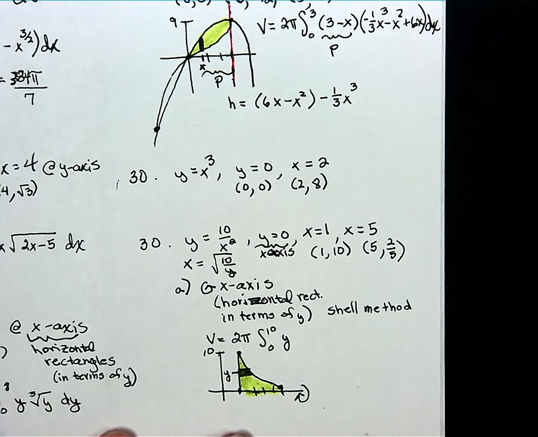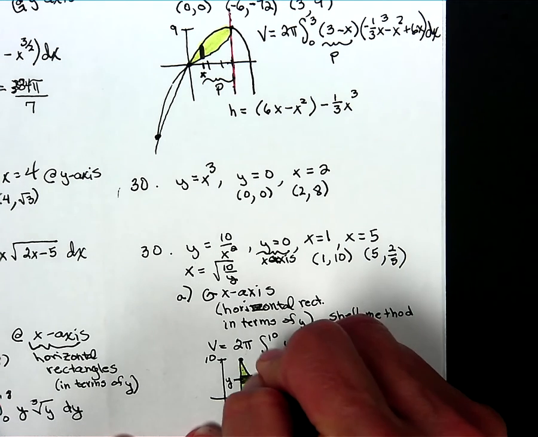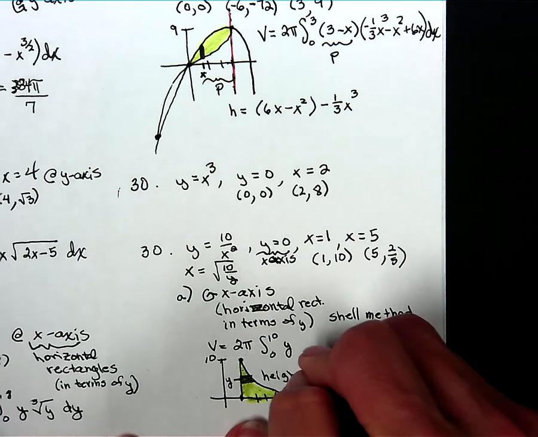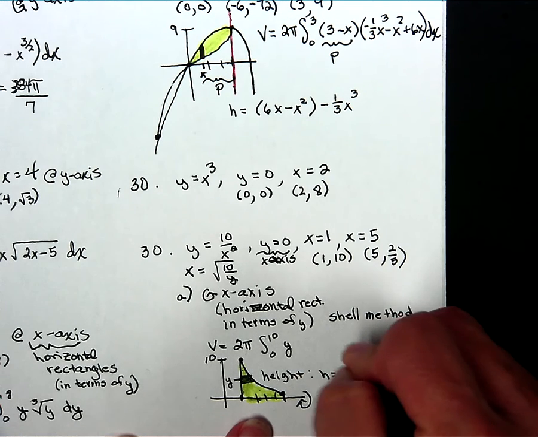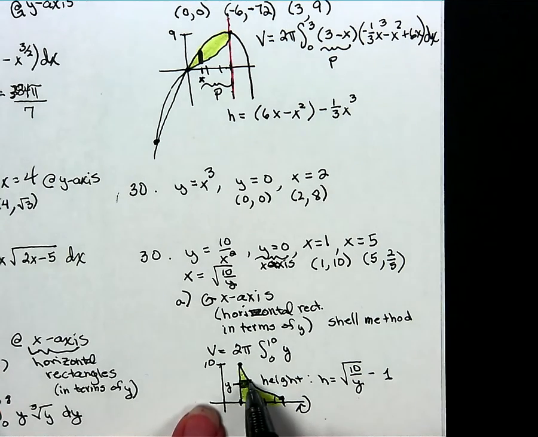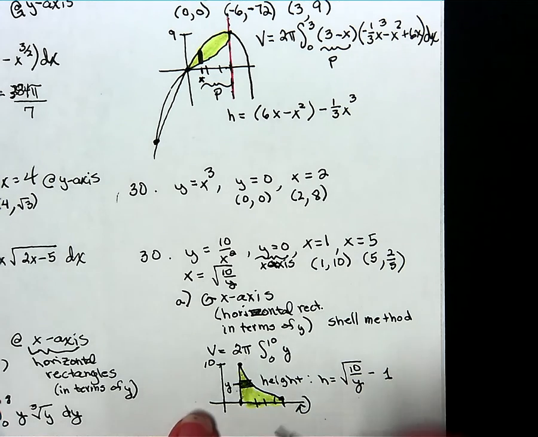And then the height of each rectangle is what the rectangle is touching on the right minus what it's touching on the left. Horizontal looks like length instead of height, but how would you find the height? h equals the square root of 10 over y on the right, minus x equals 1 on the left. What's this rectangle touching on the right? It's touching the function in terms of y. What's the left end of the rectangle touching? x equals 1.